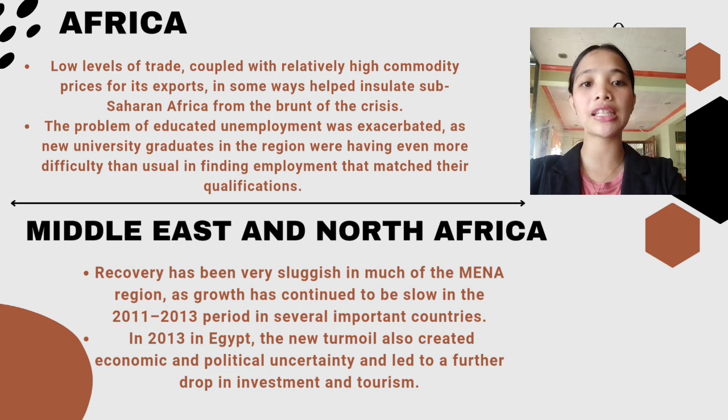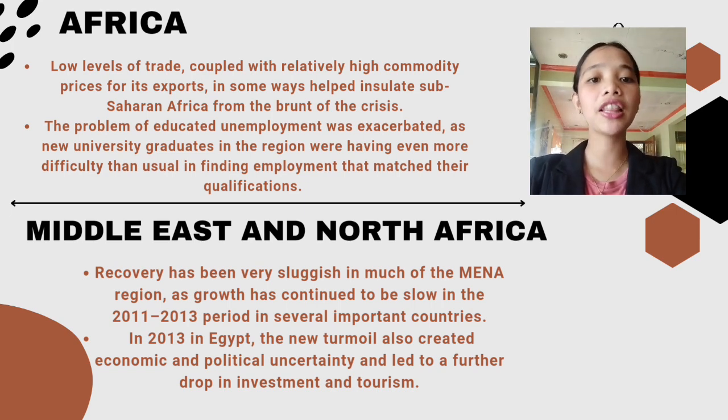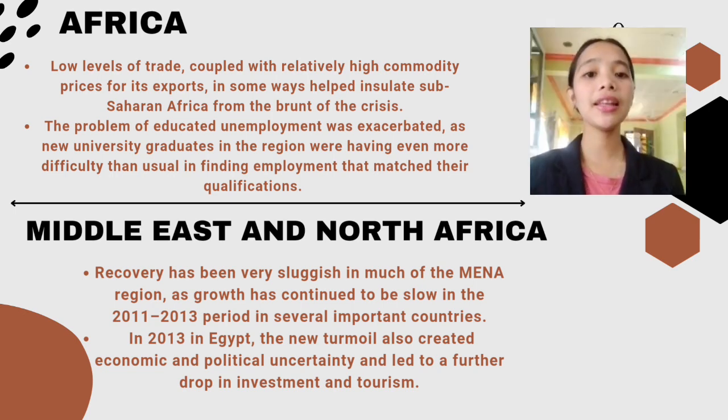Africa. Low levels of trade, coupled with relatively high commodity prices for its exports, in some ways helped insulate sub-Saharan Africa from the brunt of the crisis. The problem of educated unemployment was exacerbated as new university graduates in the region were having even more difficulty than usual in finding employment that matched their qualifications. This is also true in North Africa and in the Middle East, where it was a factor in the Arab Spring revolts. Although commodity prices were off their peaks, they remained relatively high due in significant measure to demand from Asia, and commodity export continued to fuel growth.